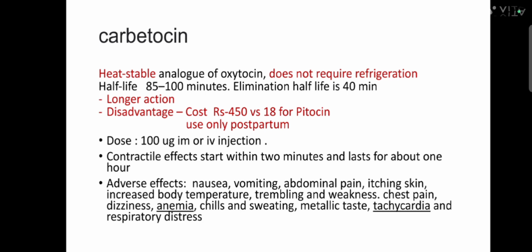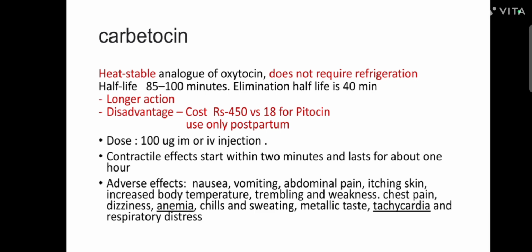So we'll discuss carbetocin. Carbetocin is a heat stable analog of oxytocin, which does not require any refrigeration, but its half-life is around 85 to 100 minutes, whereas the oxytocin half-life is just 3 to 4 minutes, right? Carbetocin is much better than oxytocin, where oxytocin needs refrigeration and the temperature has to be maintained. The half-life of oxytocin is around 3 to 4 minutes, but here you can see that it is 85 to 100 minutes.